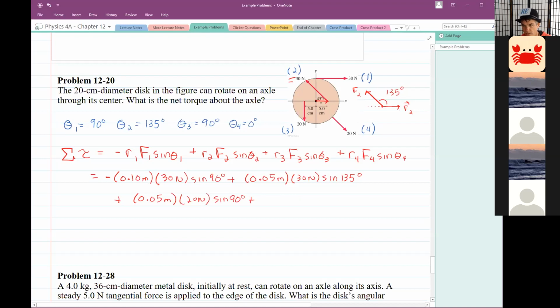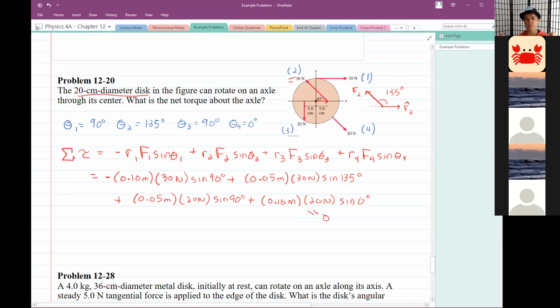use? This is a distance of the radius away. It's a 20 centimeter diameter disc, which means that the radius is 10 centimeters. So this would be 0.1 meters times 20 newtons. But the angle we would use would be 0 degrees. So this whole torque from force 4 is 0.